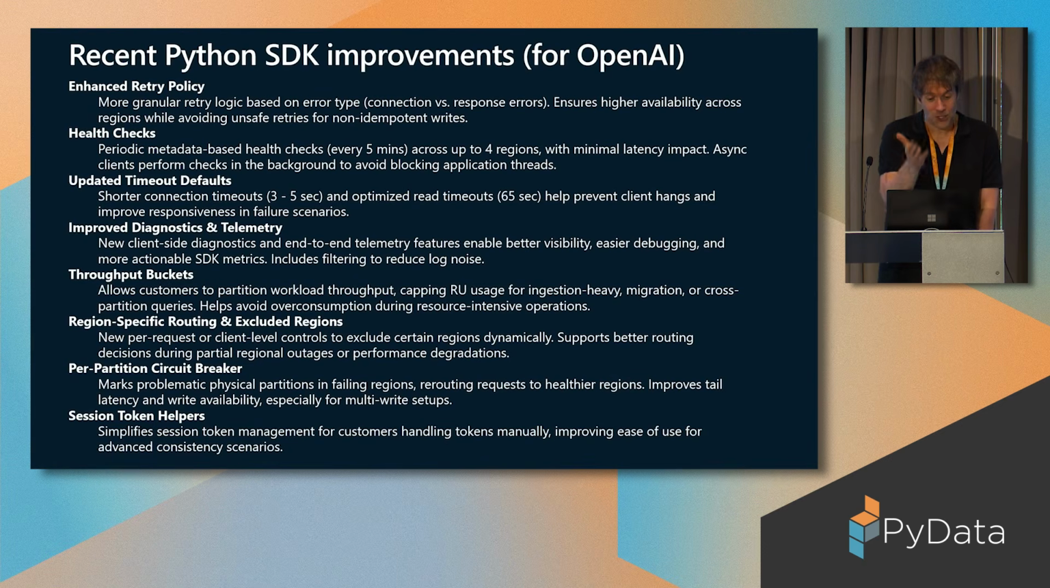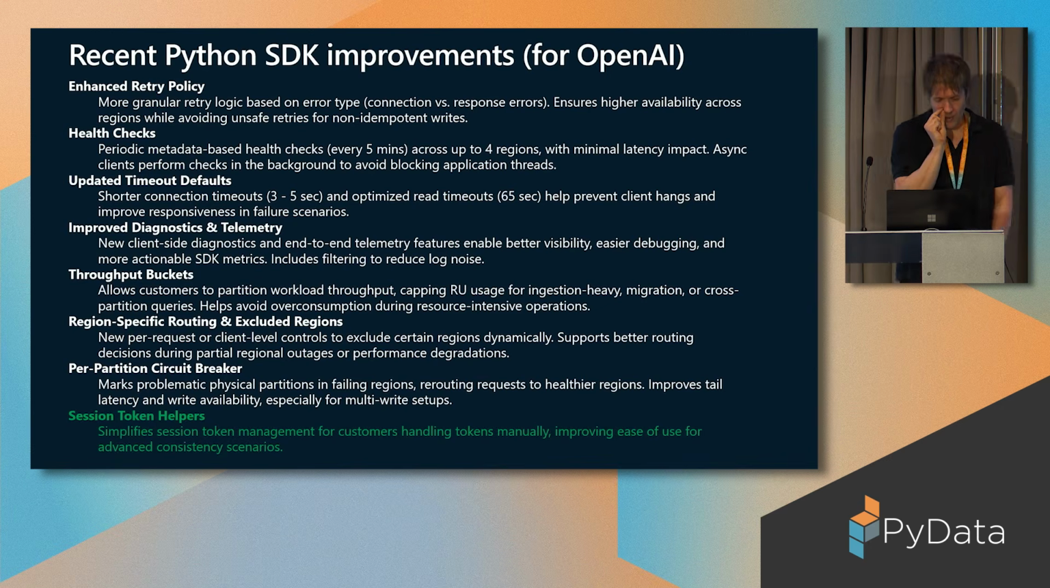Needless to say, this is just a few of the changes we had to do on our Python SDK alone in the last 6 months. I'm not going to go through all of them because I don't have time, but I'll call out one of them, session token helpers. That might sound very nebulous, but what this is about is threading the needle between consistency and availability in a distributed system.